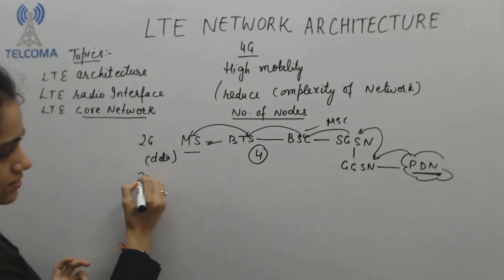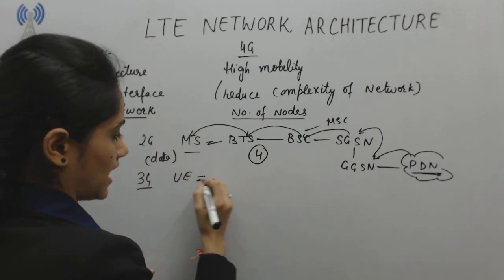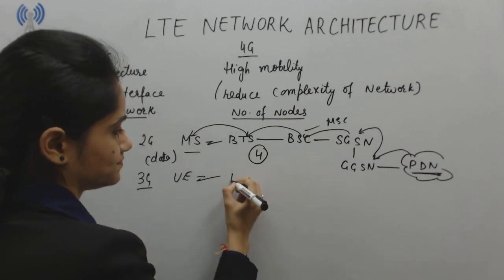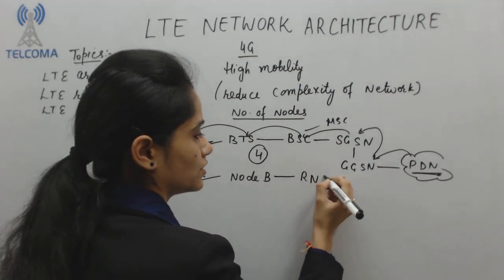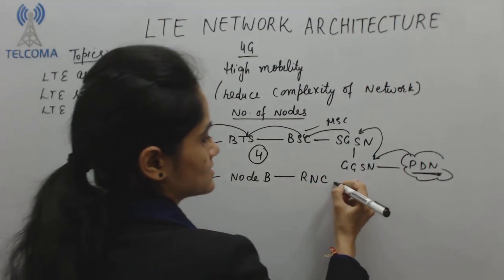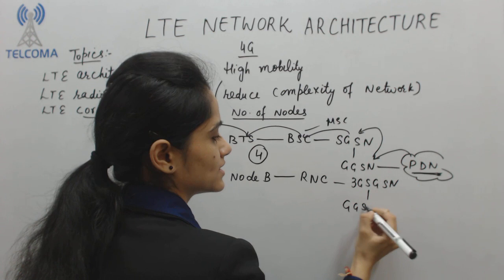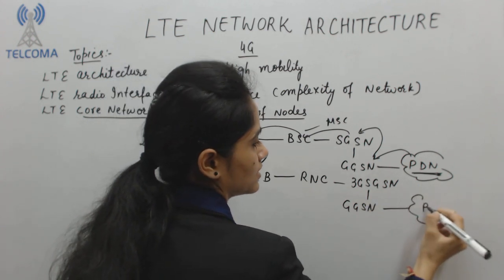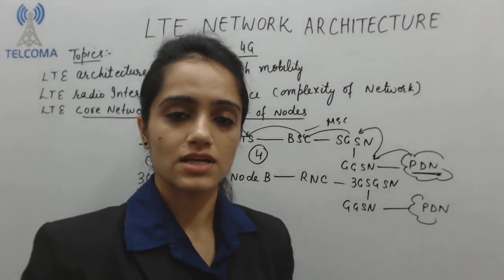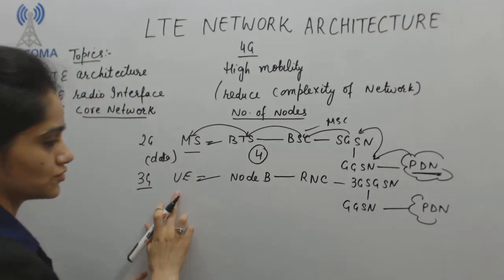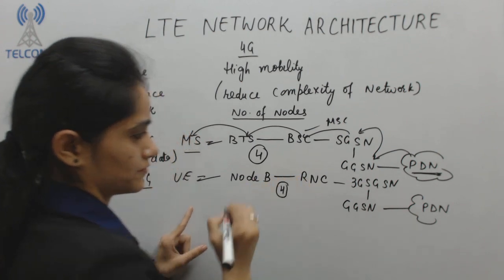So in 3G also, there is user equipment. This UE is attached again with the help of the air interface to Node B. Node B is attached to the radio network controller, that means RNC. RNC is attached to the 3G SGSN. This SGSN is attached to GGSN and PDN. Now we have increased the hardware efficiency as well as software efficiency, but the number of nodes between user equipment and the external network is again the same, or 4.